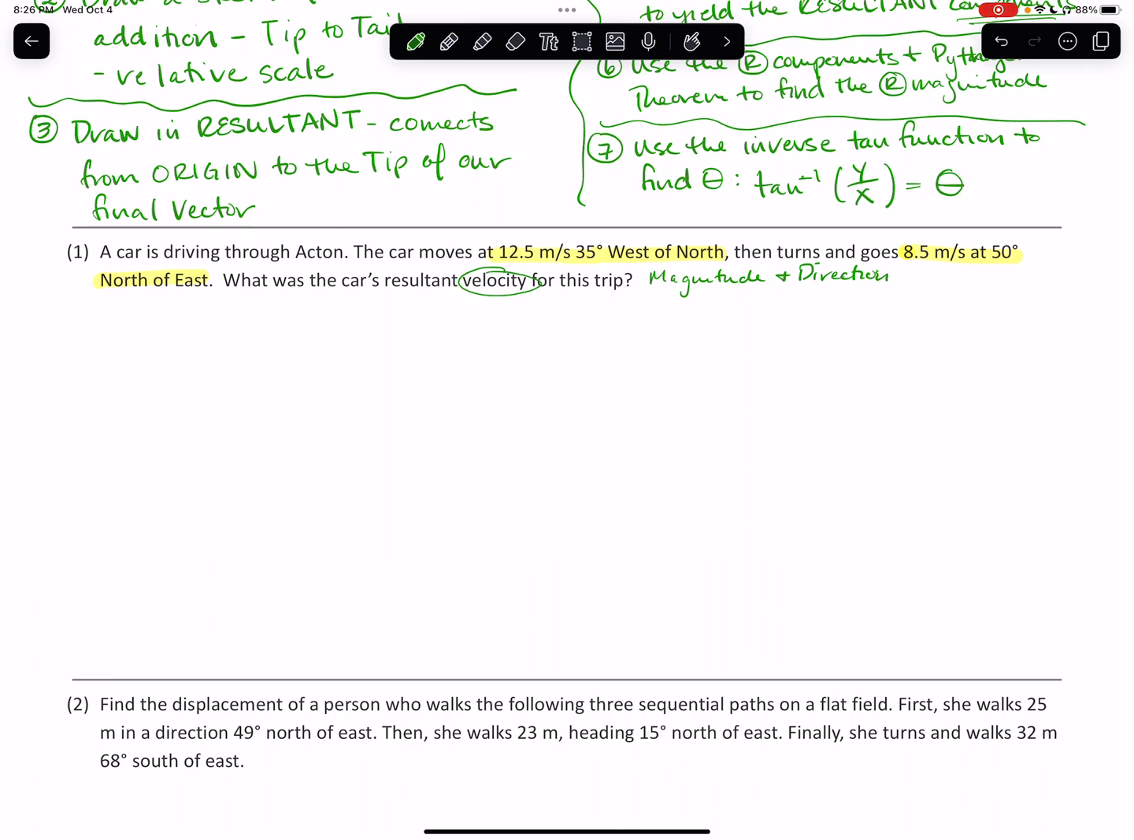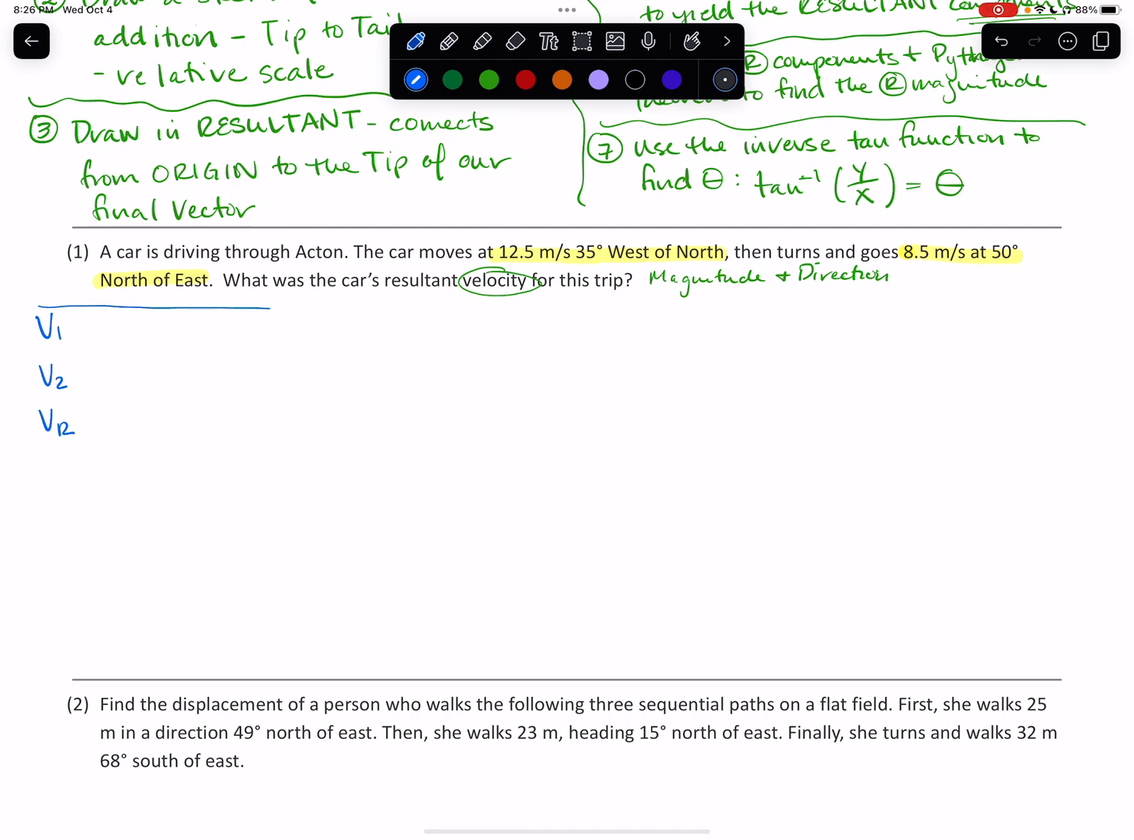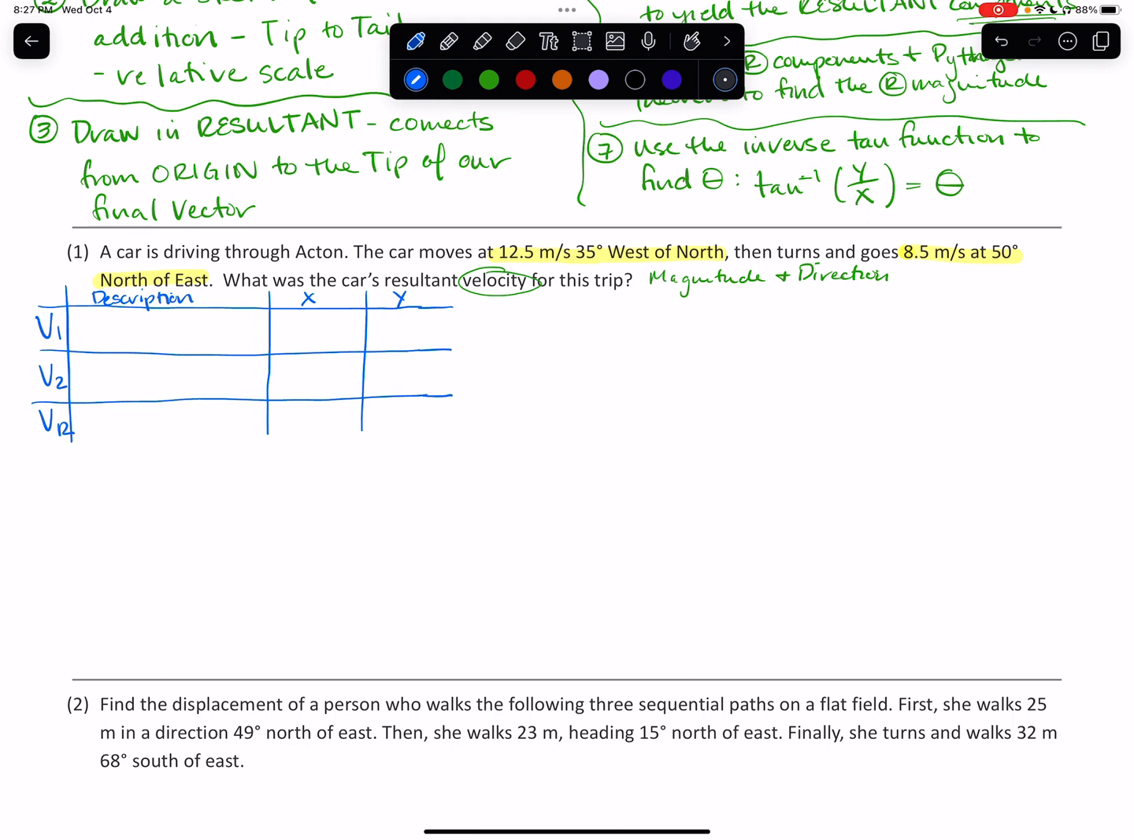Like I said above, I like to start these problems with a table. In my table, I define my vectors. I have two vectors, and then I'm going to add them to get to my resultant. So those are my three vectors. I'm going to have a description of each of these vectors, and then from there, the x component and then the y component. Make this a little bit longer. This is what my table is going to look like.